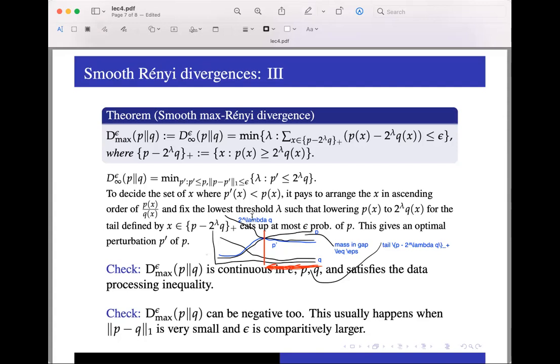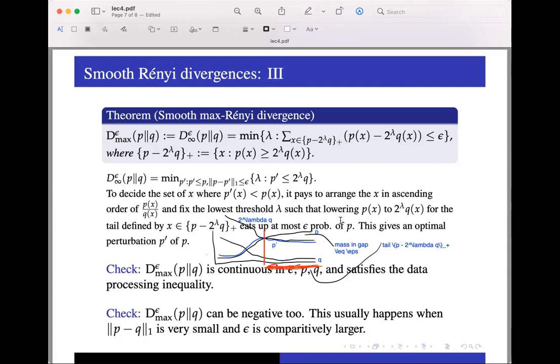So this Q moves up, and this curve is 2 to the power lambda times Q, which is just Q moved up. And now I look at the tail. So what is the tail? The tail is a set of those symbols x out here. So this is the set of those symbols x where P(x) is larger than 2 to the lambda times Q(x). In other words, x belongs to this tail set.